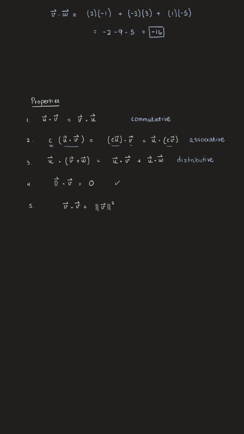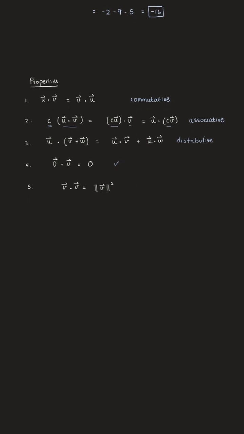And finally, the fifth property tells us that when we do the dot product of a position vector by itself, we will get the magnitude of that position vector squared. Let's see how this works. So first, let's define v to be the position vector with components v sub 1, v sub 2, and v sub 3.